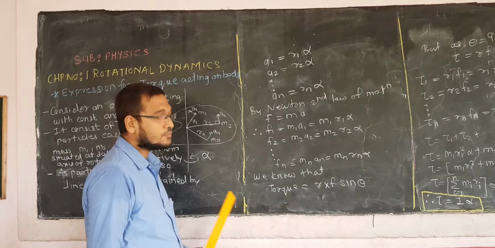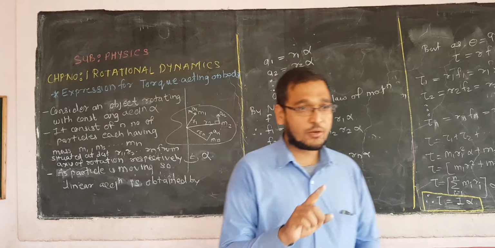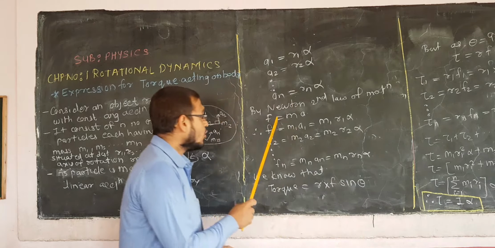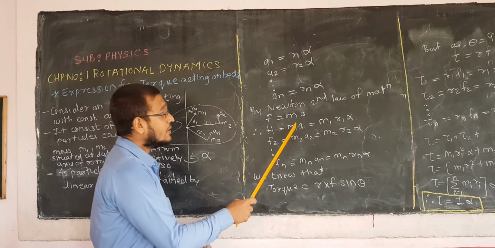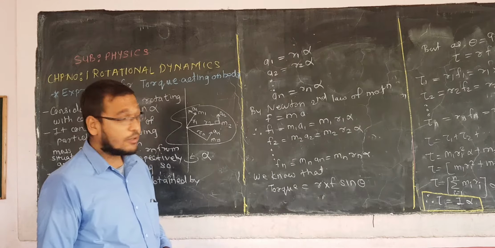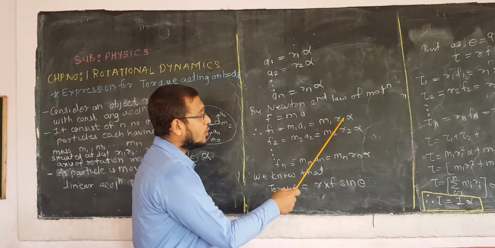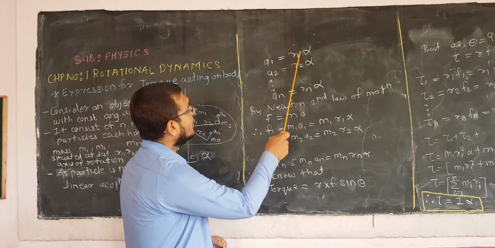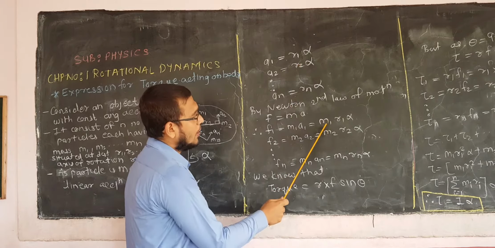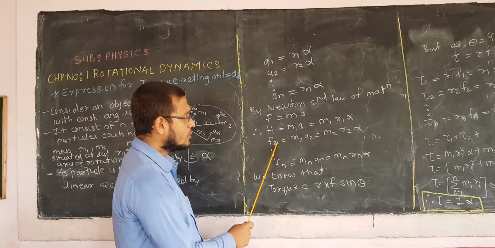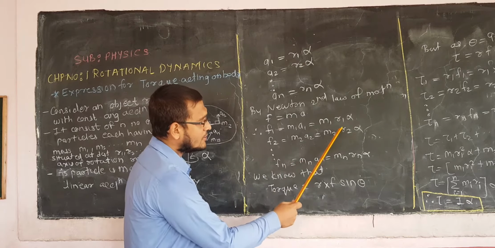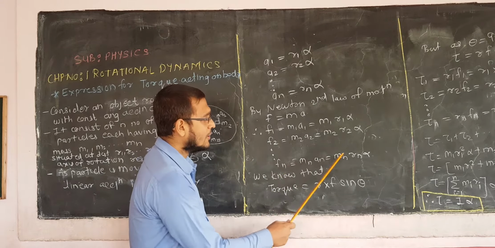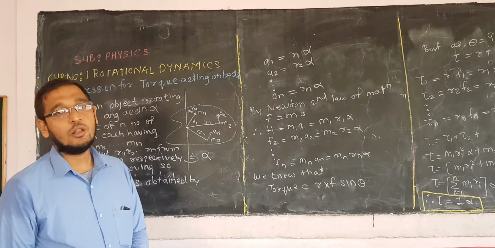Now by Newton's law of motion, force is equal to mass into acceleration. So the force acting on the first particle, F1, is equal to m1 into a1, that is m1 r1 alpha, because the value of a1 is r1 alpha. Similarly the force acting on the second particle is m2 a2, that is m2 r2 alpha. Similarly the force acting on the nth particle is mn an, that is mn rn alpha.